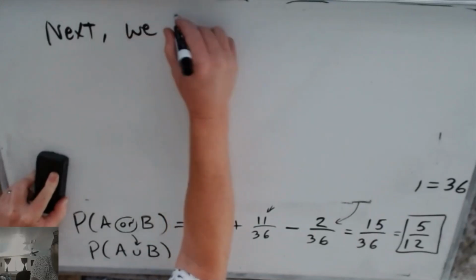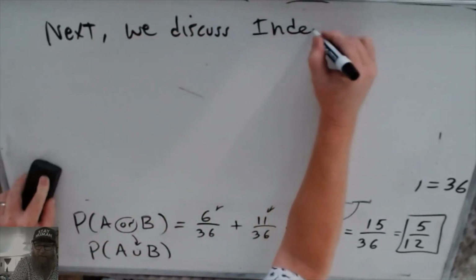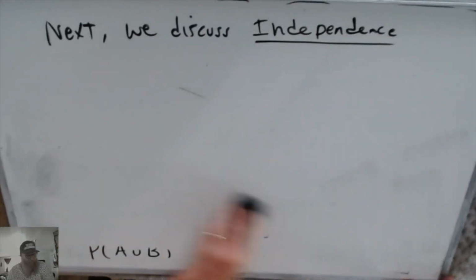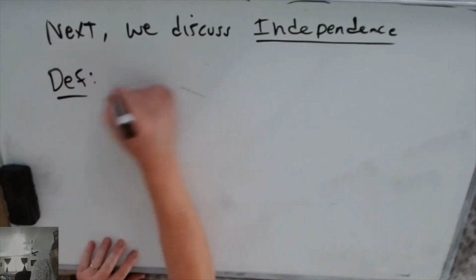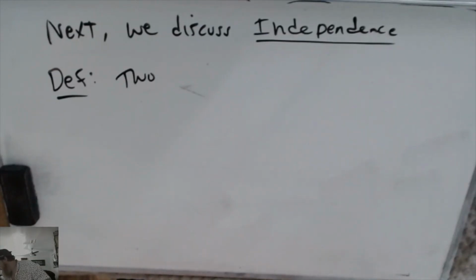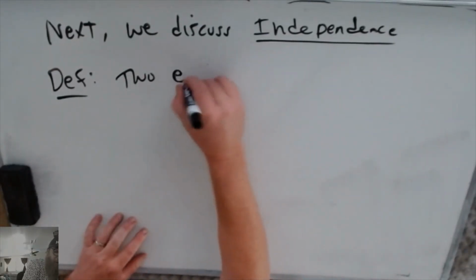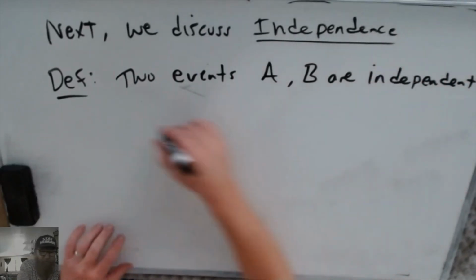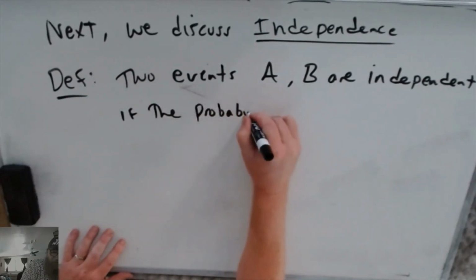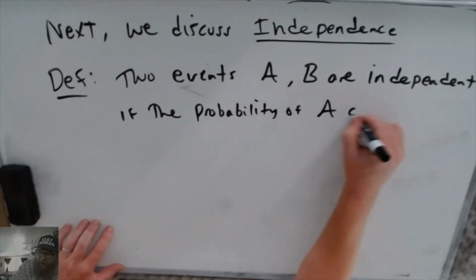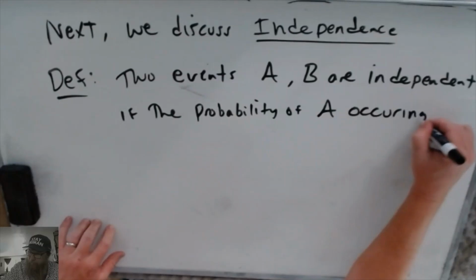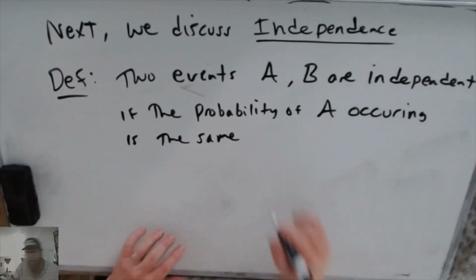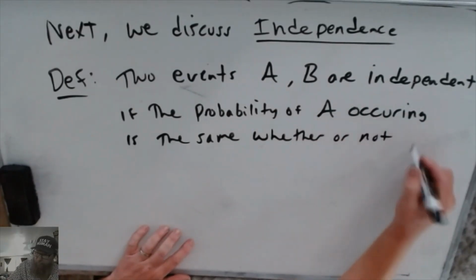So next, we're going to talk about independence. What does it mean to be independent? Two events, A and B, are independent if the probability of A occurring is the same whether or not event B occurs.